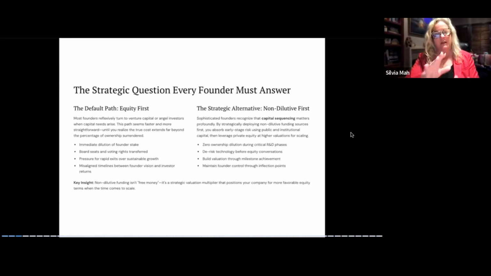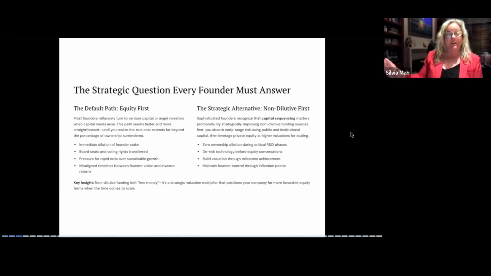So with that, the strategic question every founder must answer is this: the default path that everybody thinks of is equity first, but you're immediately diluting your founder stake. Board seats and voting rights are transferred. There are people in your business letting you know how to do it and what timeline to do it in. And sometimes there are misaligned timelines between founder vision and investor returns. They want you to have a return faster. They're only going to get their return if you sell, right? If there's a merger or acquisition, an IPO, or some kind of activity that allows them to gain their return on investment back.